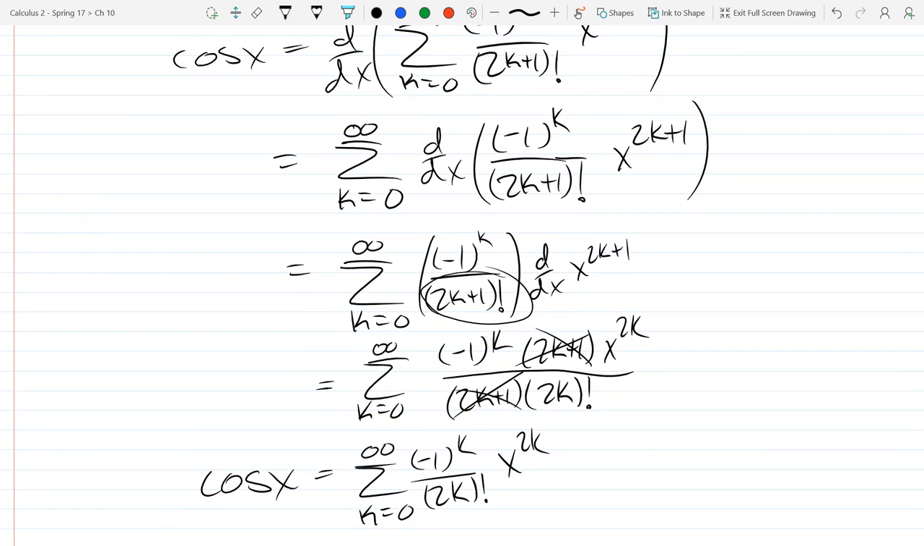So there's the power series for cosine. You will get the same thing if you correctly applied the Taylor method for taking derivatives, finding the pattern, plugging in a, putting it into the summation formula. You would get the same thing.